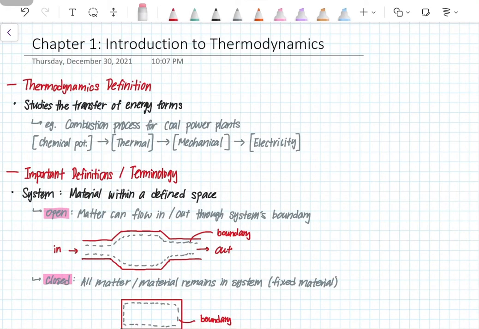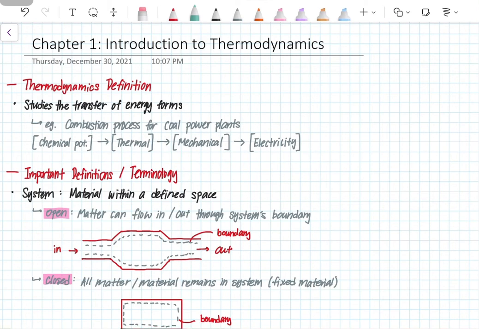Today I'm going to be talking about Chapter 1 of Thermodynamics. This is basically going to be a rough introduction to what general thermodynamics is all about, and I'll also talk about some of the important fundamental equations that we will be seeing in later chapters. So I'd first like to talk about the definition of thermodynamics.